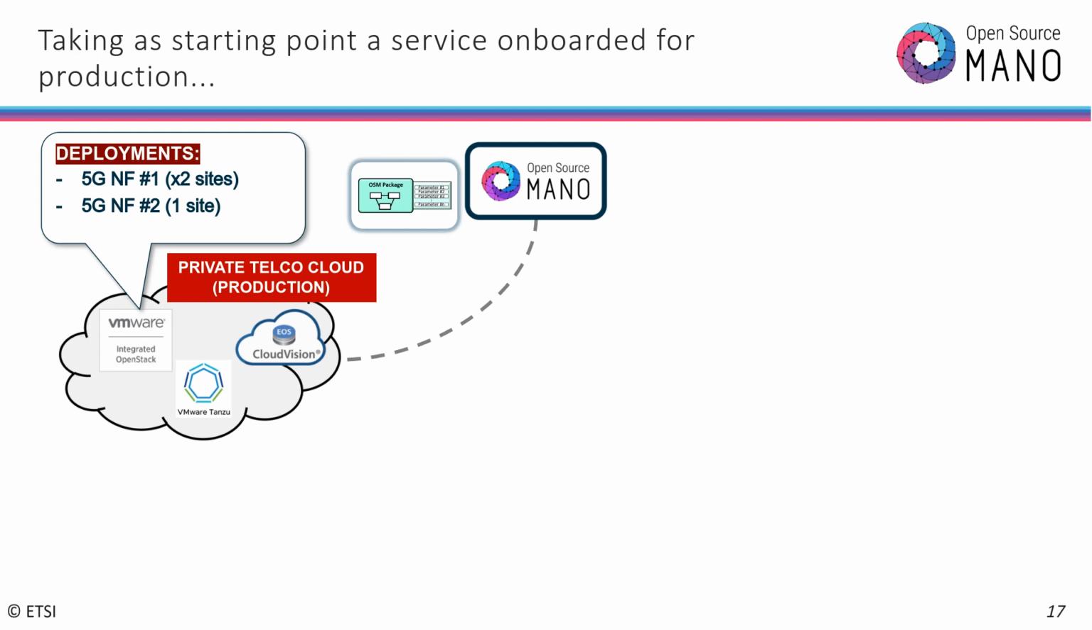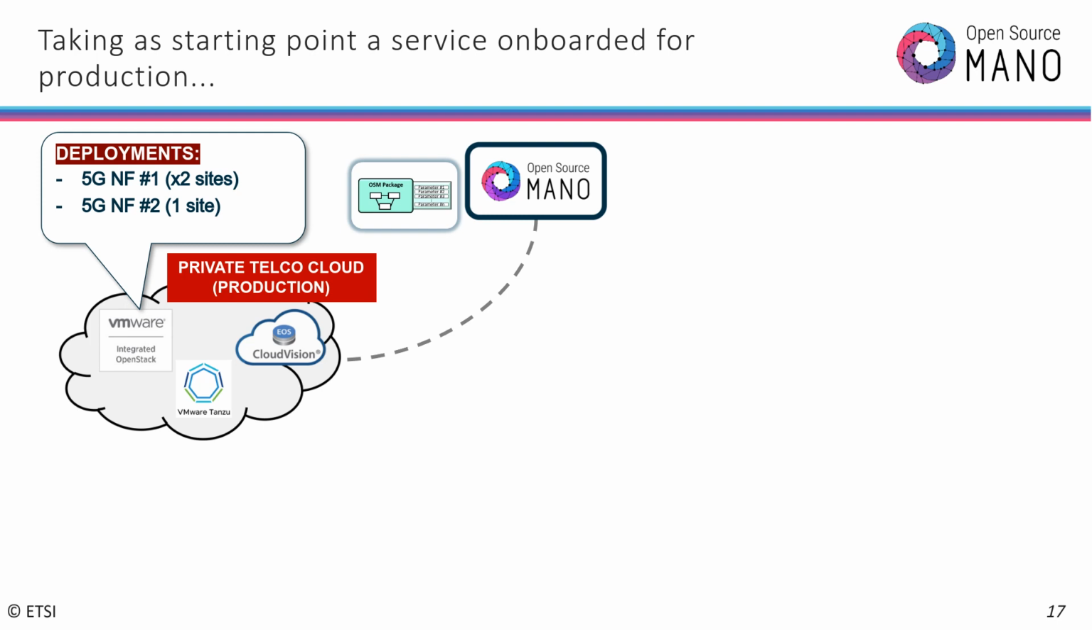I'm going to illustrate the demo of the onboarding and instantiation of a real network function, PCF, Oracle's PCF. PCF is the policy control function in 5G. Okay, and what we have done is basically we created the packages for a private telco cloud in production. That was the starting point. We already made that effort, right?